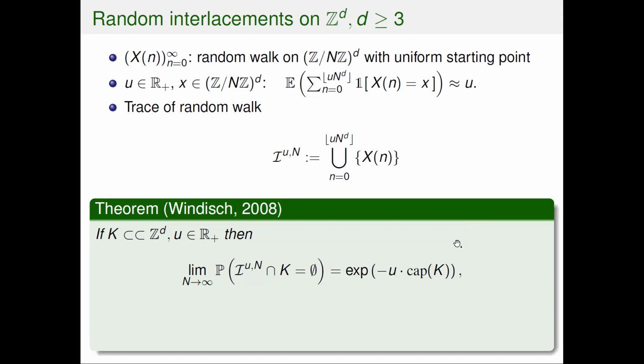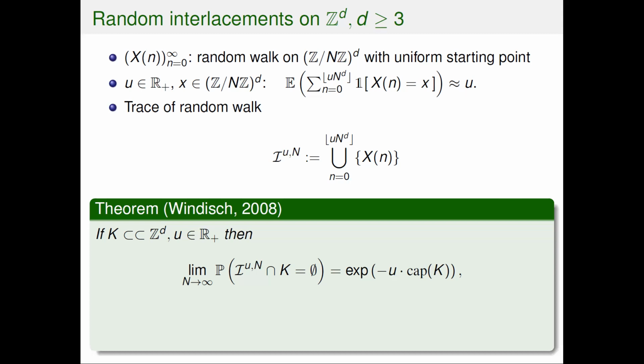But before I go into the details, let's just say that the capacity of this set is just a way to measure the size of the set. It's something like volume, but it behaves a little bit differently. Nevertheless, the bigger the set, the bigger the capacity of the set, and hence by this formula, the smaller the probability. Excuse me, do you start at a random point? Yes, I start at a uniformly chosen starting point. Okay.